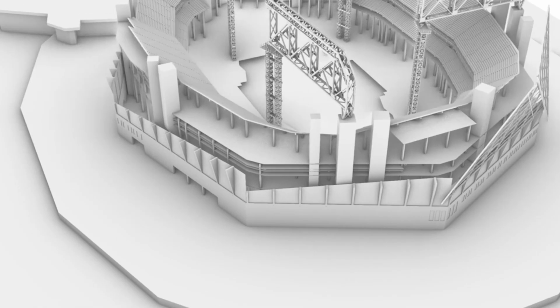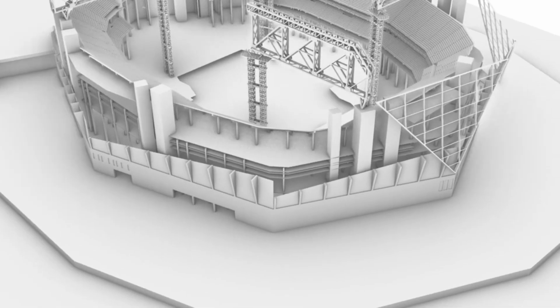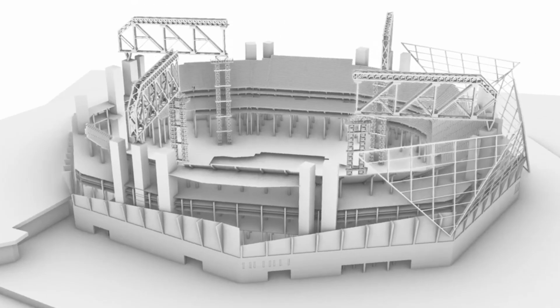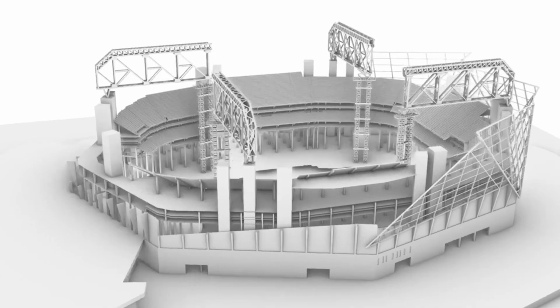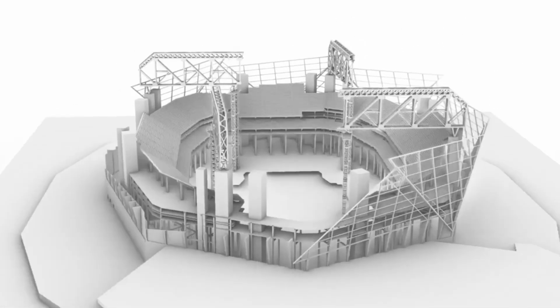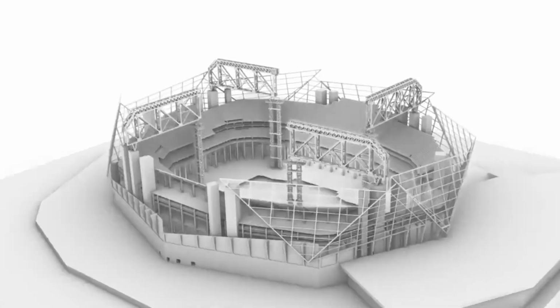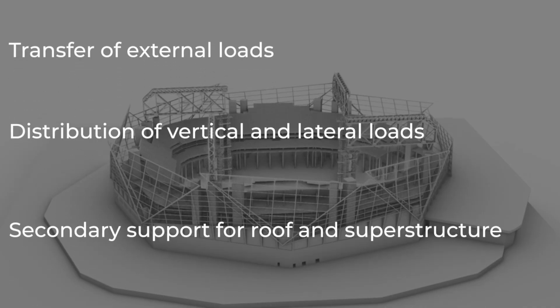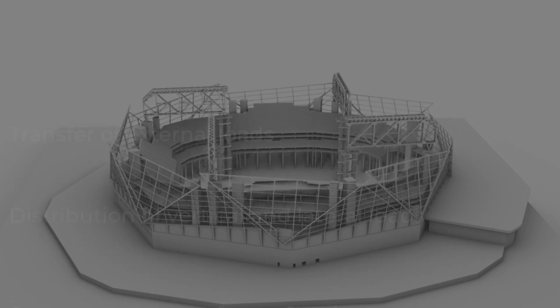The complete facade performs several structural roles: it transfers external loads, distributes loads in both vertical and horizontal directions, and acts as a secondary support system for the roof and upper structure. By firmly connecting to both mega columns and pin columns, the facade allows loads from the roof and upper structures to be transferred continuously down to the building's foundation.